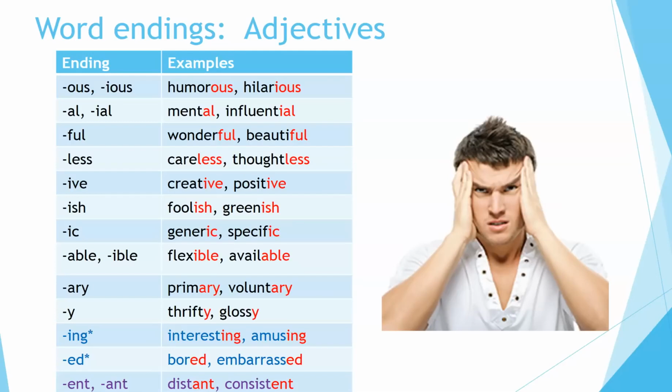ING: interesting, amusing. These are in blue because they also indicate verb endings, but in this case they're adjectives. ED: bored, embarrassed. ENT and ANT. These are in purple because they also indicate noun endings, but in this case they are adjectives. For example, distant, consistent.